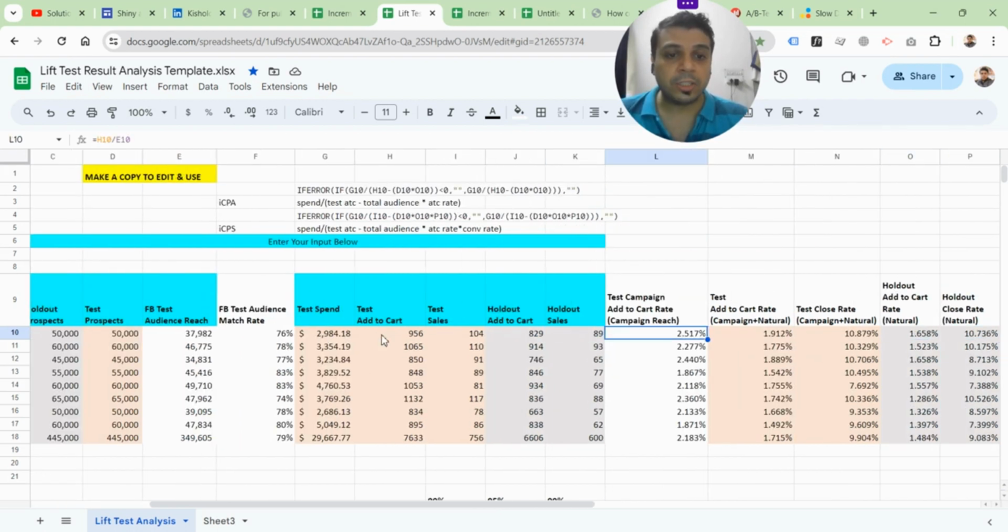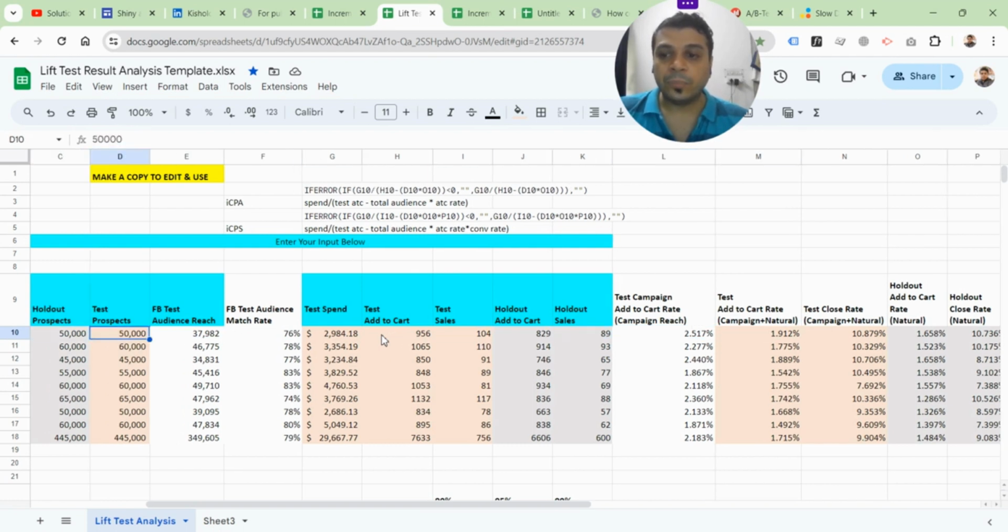Okay, so how do we measure the add to cart rate? We obviously take the add to cart divided by the audience. Okay, so we have a couple of different ways, as you can see here, and that is because of this particular reach factor. So in one case we are just dividing by the campaign reach, and in another case we are just taking the entire test prospects number, irrespective of the actual reach.